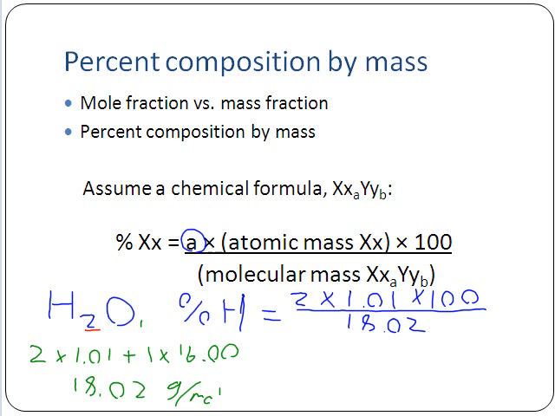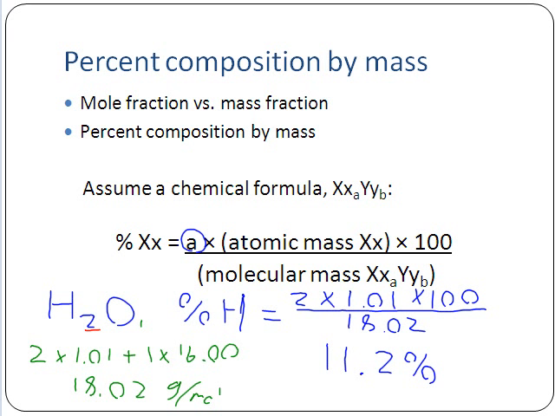So 2 times 1.01 times 100 divided by 18.02. I multiplied times last time. So we get from this the percent of hydrogen is equal to 11.2%. And so that means that water is 11.2% hydrogen.